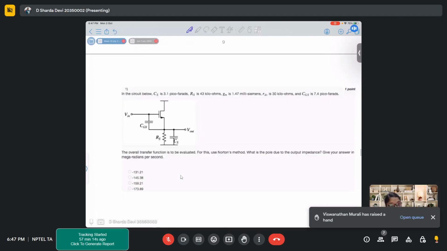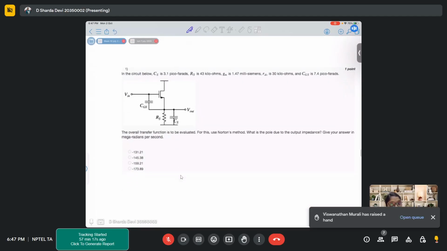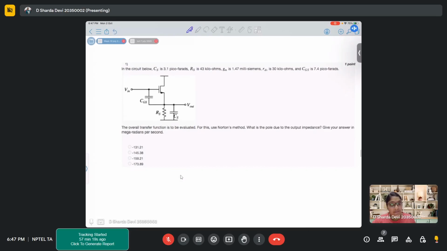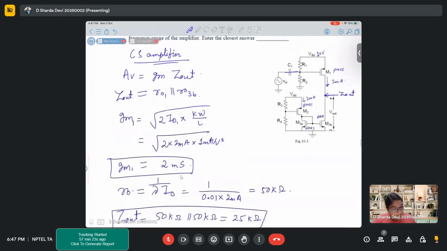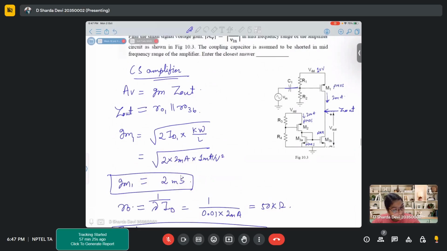Now coming to, yes, you can unmute and ask if you have. Ma'am, VGS1, how can you calculate, ma'am? Because it is not in saturation. VGS of MOSFET M1, you are saying it's not in saturation. No, it is in saturation.